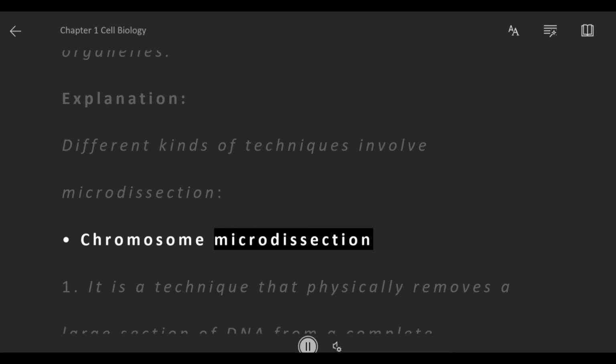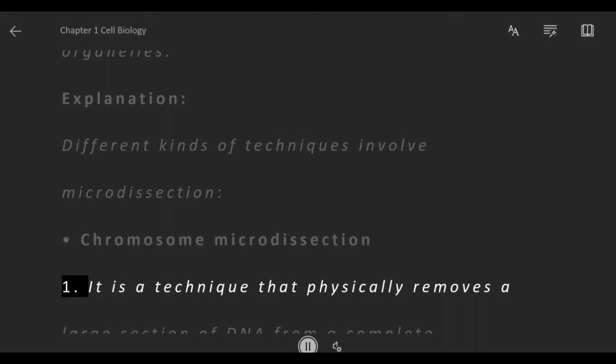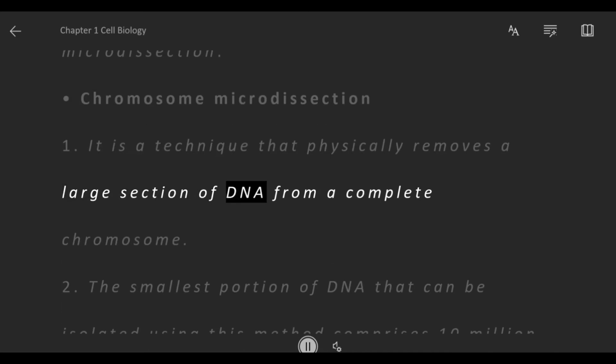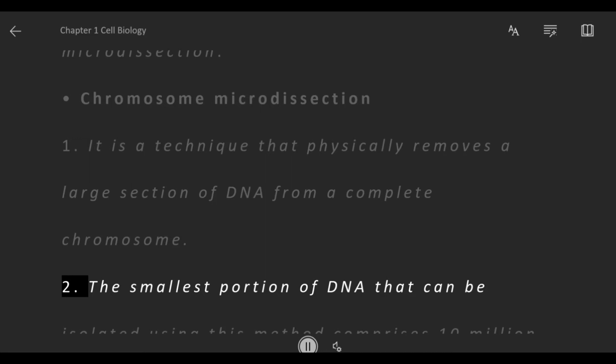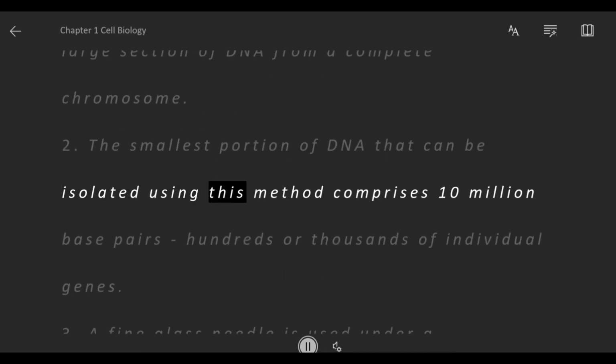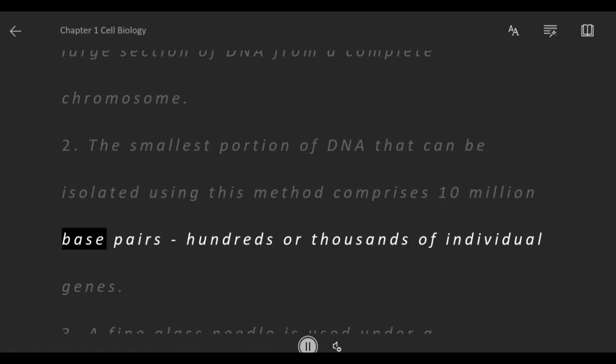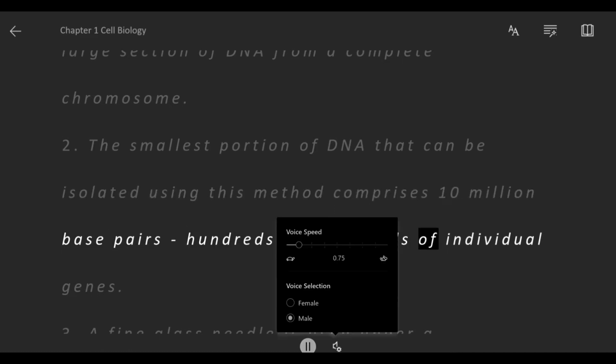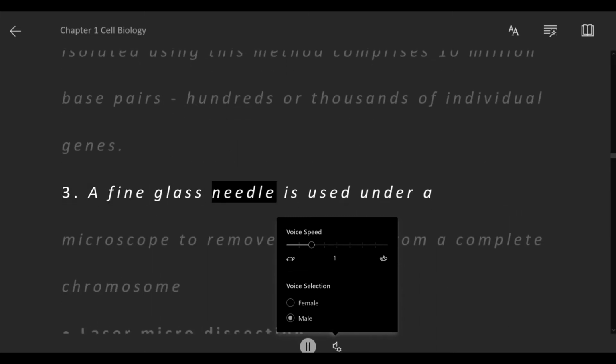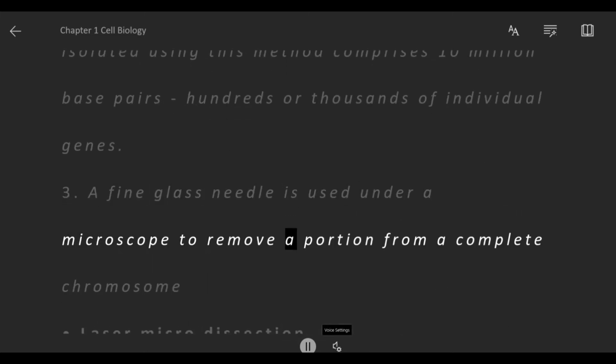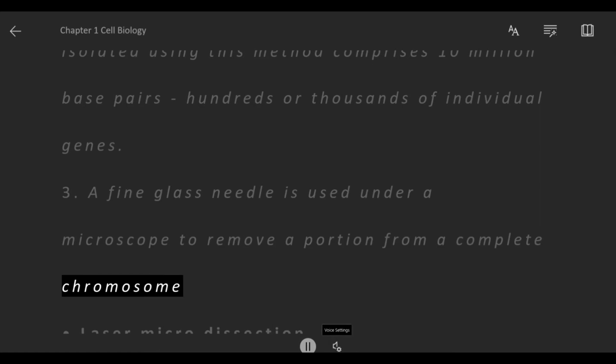Chromosome microdissection. 1. It is a technique that physically removes a large section of DNA from a complete chromosome. 2. The smallest portion of DNA that can be isolated using this method comprises 10 million base pairs, hundreds or thousands of individual genes. 3. A fine glass needle is used under a microscope to remove a portion from a complete chromosome.